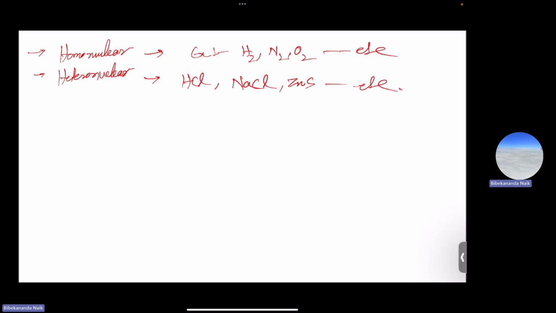And if we talk about the Hamiltonian of heteronuclear molecules, then it will be H rotational plus H vibrational. So this is the rotational contribution.